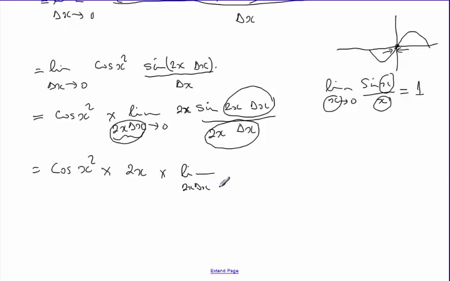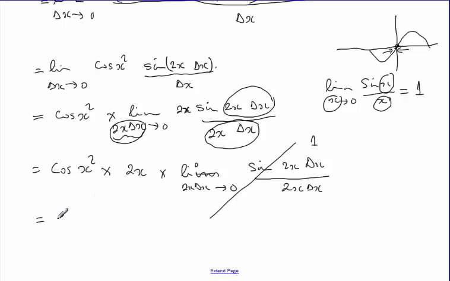2x delta x going to 0. This one is supposed to be limit of what? Of sine 2x delta x over 2x delta x. Then I'm happy, I'm going to have something like this. So this limit is equal to 1. And then what do I have here? I've got cosine x squared multiplied by 2x. I'm putting it aside like that so you don't confuse this 2x with the argument of the function. The argument of the function is x squared multiplied by 1.